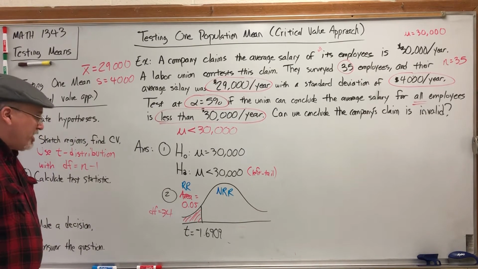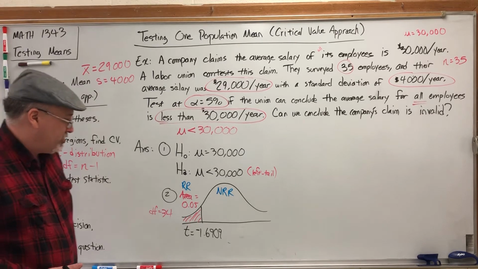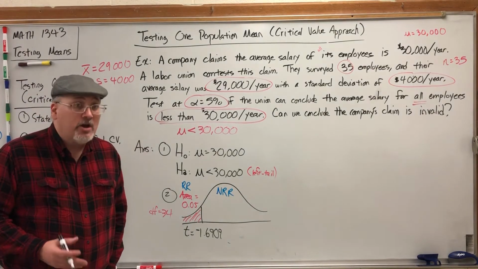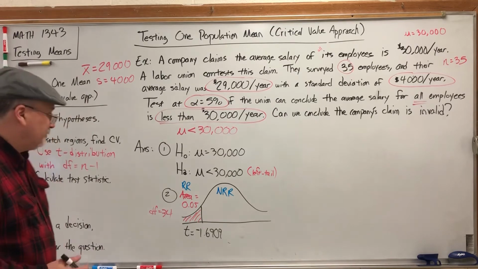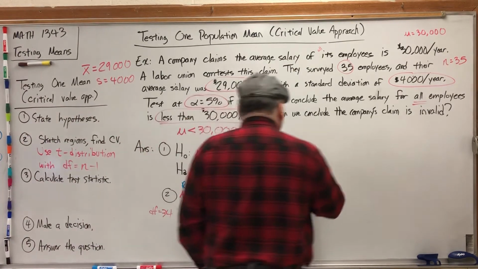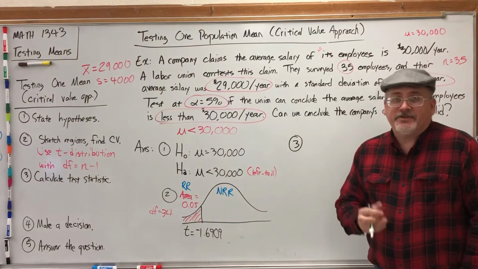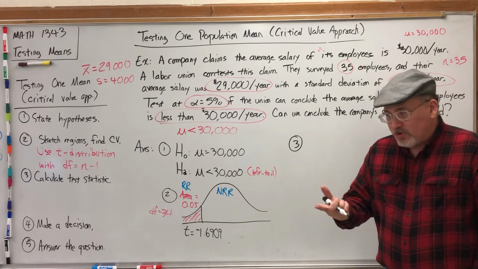So there's change number 1. When you're looking up the critical value that separates the regions, you use the t-chart and not the z-chart. So I hope you're fluent with it by now. All right, there's step 2. Step 3 is to calculate the test statistic. And this is the other change in testing means versus proportions.